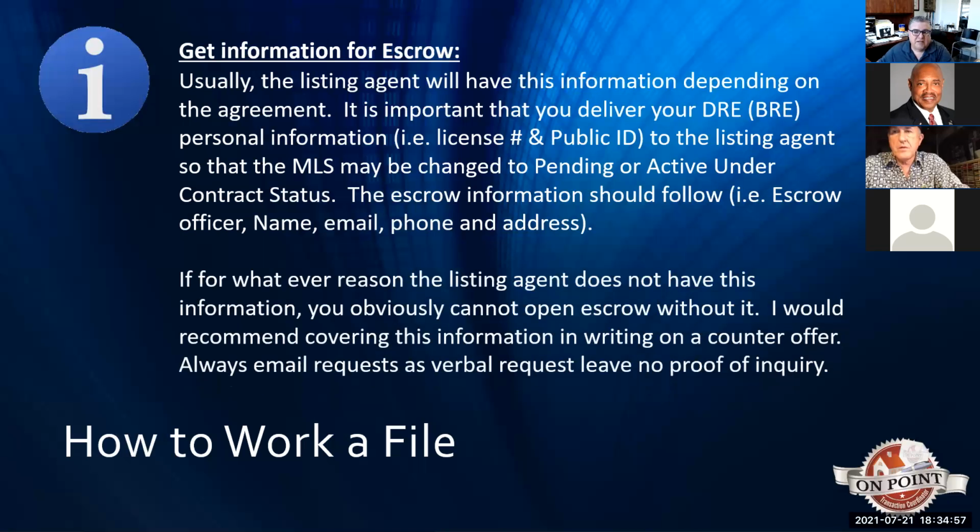If for whatever reason the listing agent does not have this information, you obviously cannot open escrow without it. That's because there's a possibility that maybe they're not licensed, or maybe they don't belong to a board. This is information that you need to know in order to do it, right? And obviously you need the escrow information if you're on the buyer's side, because otherwise you can't even deliver the wire. I would recommend covering this information in writing on a counter offer.